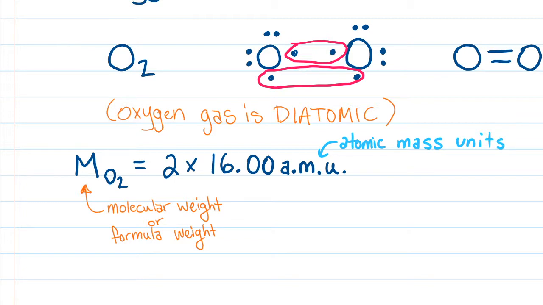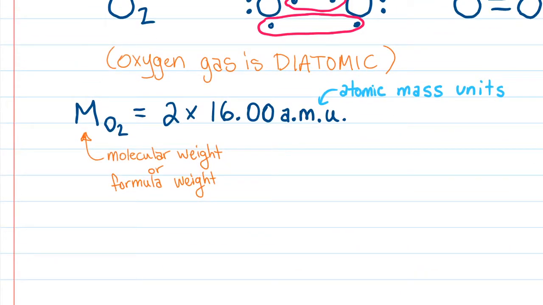So each oxygen atom weighs 16 AMU. There's 2 of them in an oxygen molecule. So then you can just do that on your calculator. And when you do so, what do you get?